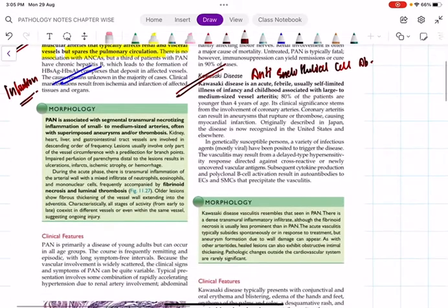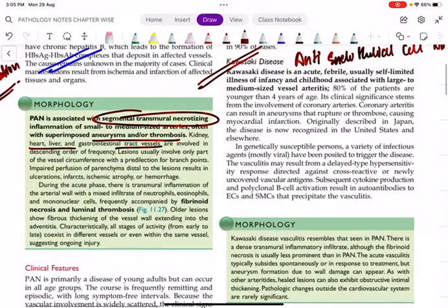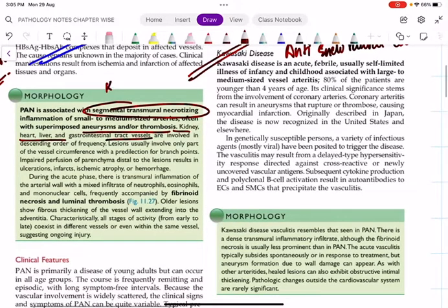Coming to the morphology, already you are well versed with the morphology of polyarteritis nodosa. There will be segmental transmural necrotizing inflammation. There will be aneurysm or thrombosis. Then kidney, heart, liver and gastrointestinal tract are involved. Out of that, the most commonly involved is kidney. Then comes heart, then liver, finally GIT. This is the order, please remember. And there will be ulceration, infarcts, ischemic atrophy, hemorrhage, all those things.